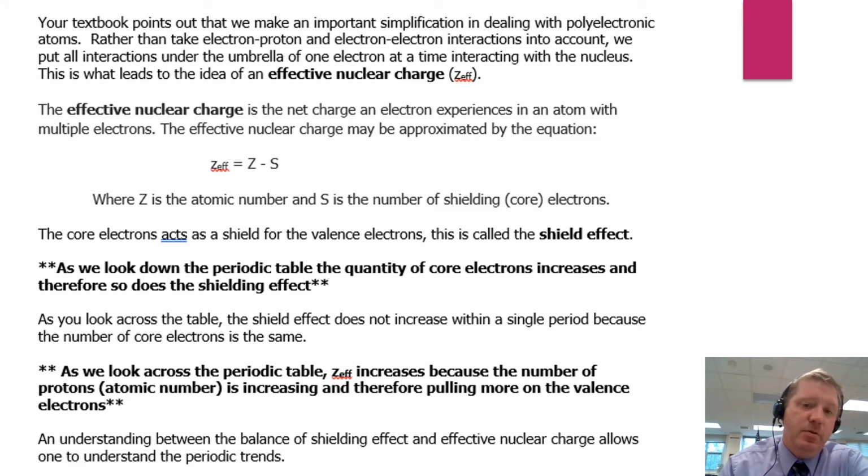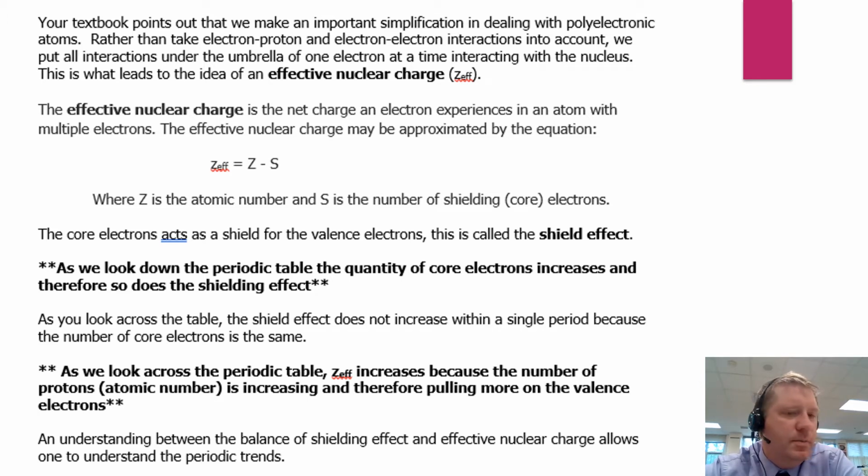The common symbol for the number of protons is Z, and there is something called the effective nuclear charge. We're going to use this term a whole lot. The effective nuclear charge is the number of protons in the nucleus as compared to the number of core electrons. So not the valence, but the core electrons. You compare those two, and you have what's called the effective nuclear charge.